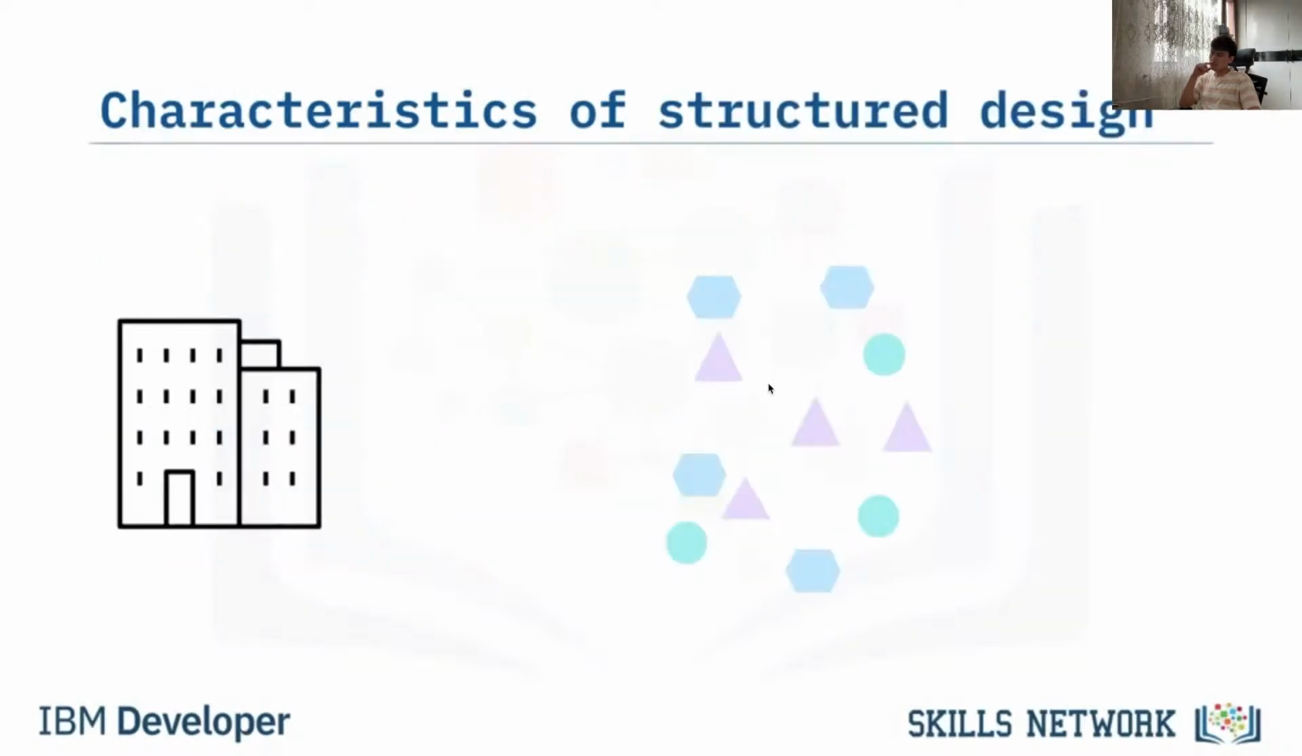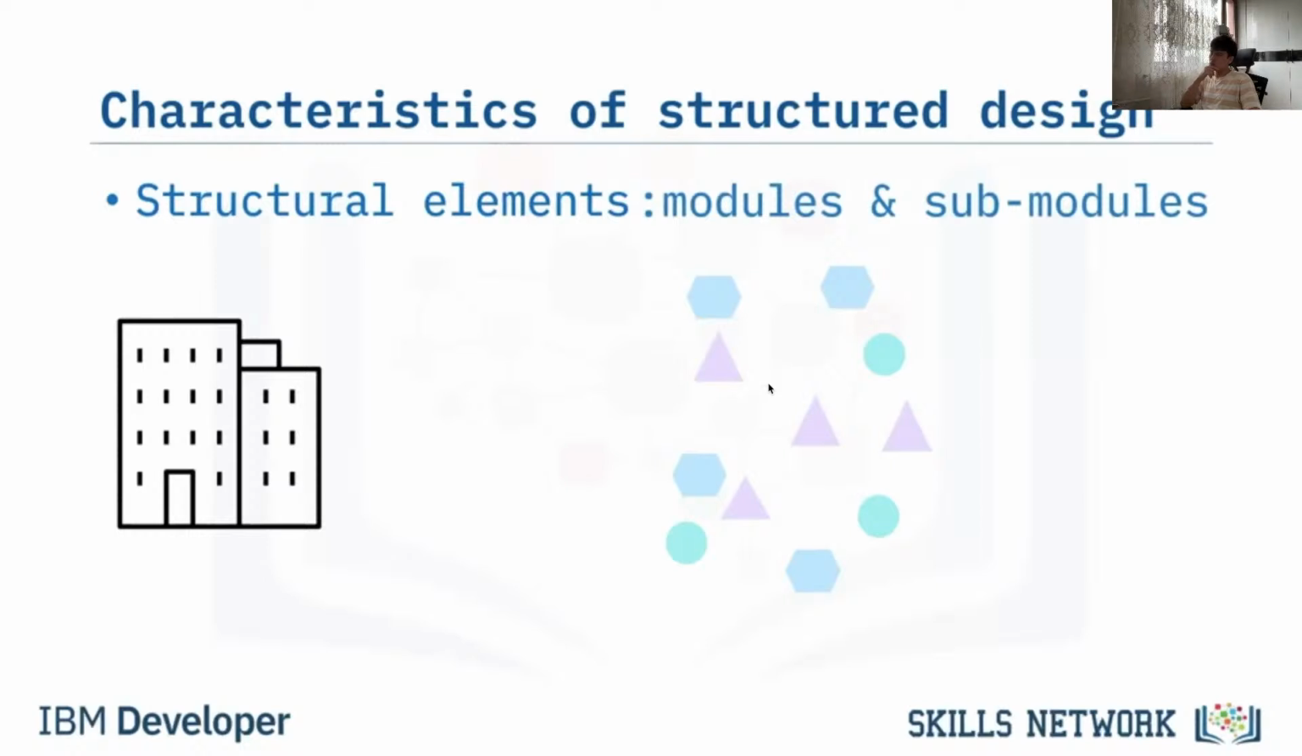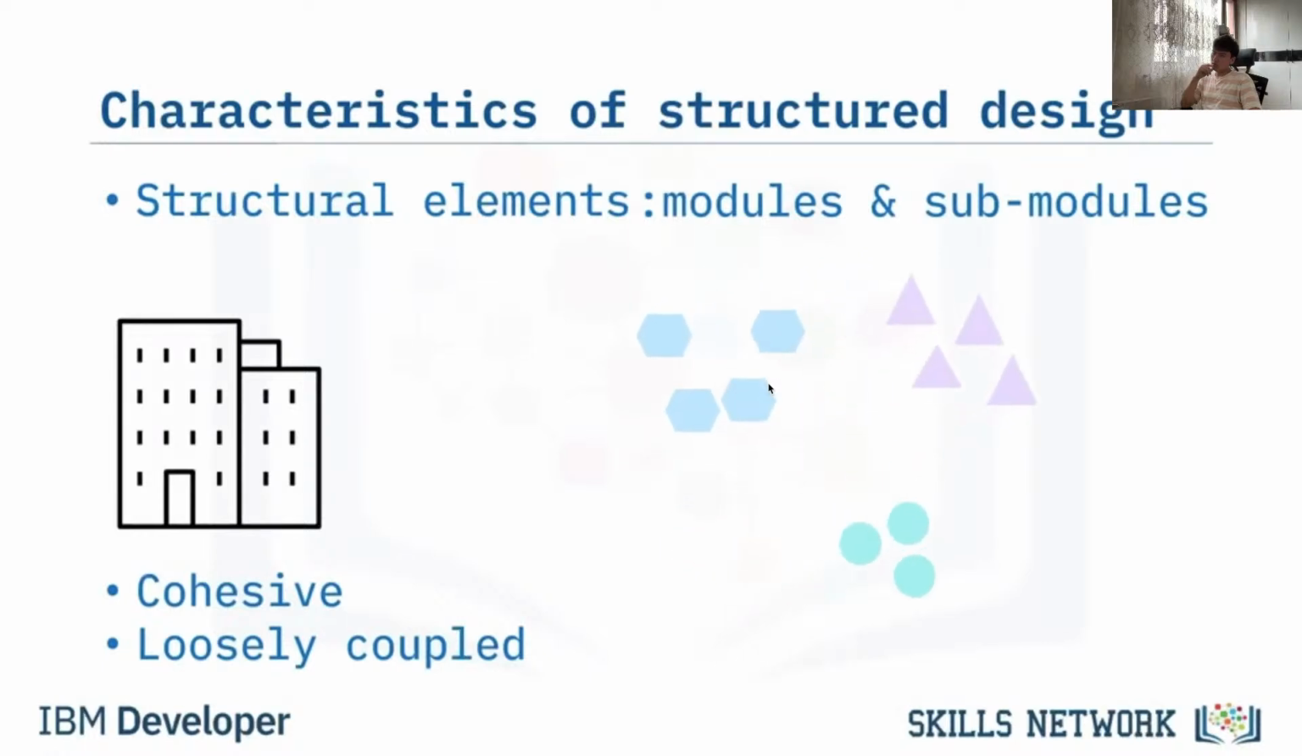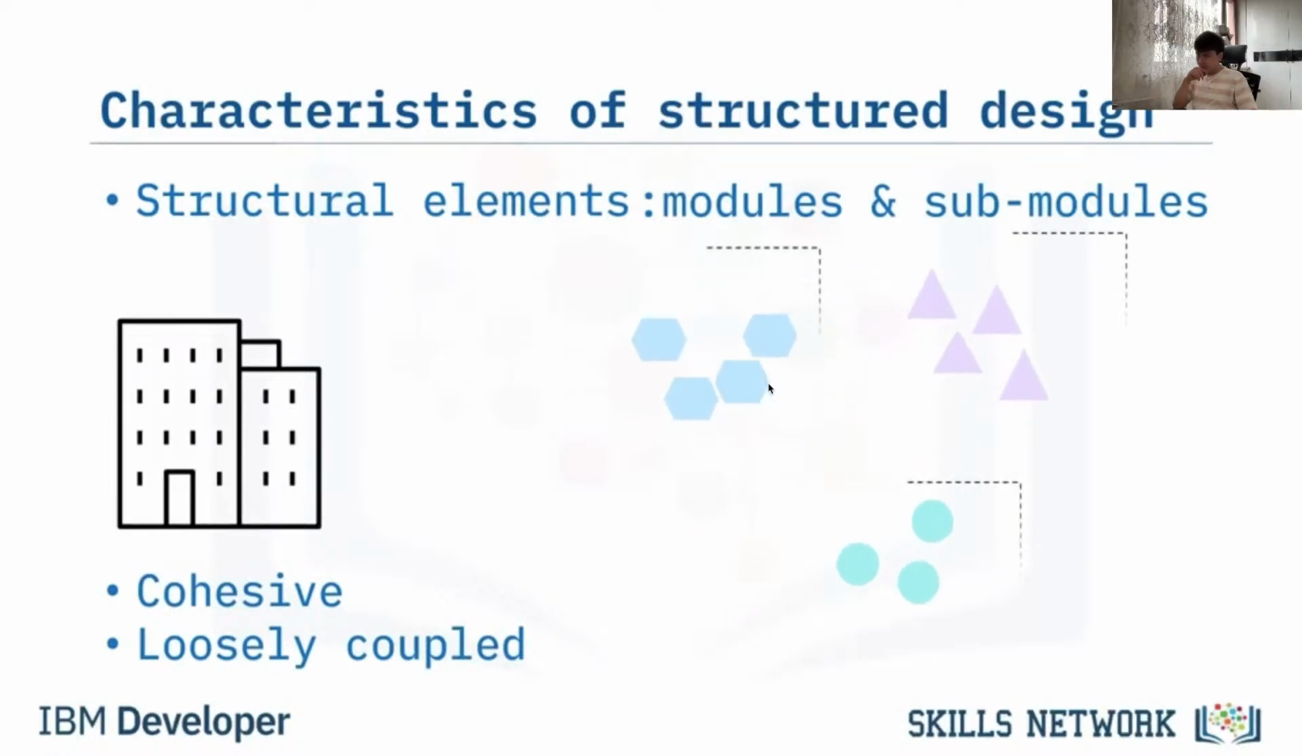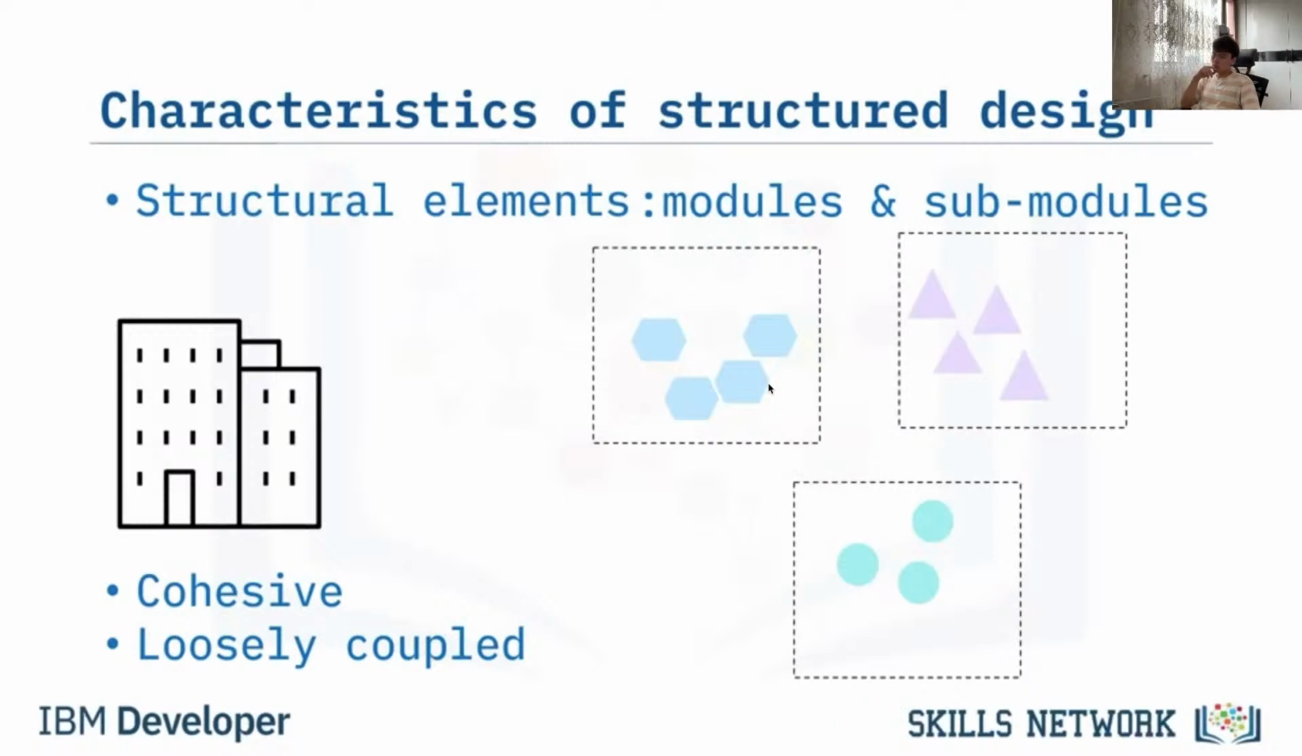A software system can be construed in terms of structural elements. Structured design conceptualizes a software problem into well-organized, smaller solution elements called modules and submodules. Structured design stresses organization in order to achieve a solution. A well-structured design should contain modules that are cohesive and loosely coupled. Cohesion means that all functionality-related elements are grouped together, and coupling is the communication between different modules.